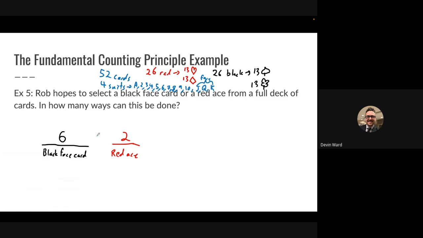We're not multiplying here because he wants to pick a black face card or a red ace. So this "or" is important. The "or" is different from "and". The "or" means that we're going to add them together. So he wants either the queen of clubs or he wants an ace of hearts. Because he wants one or the other, we're going to add them together. So it'll be 6 plus 2. So there are 8 ways that this can be done.